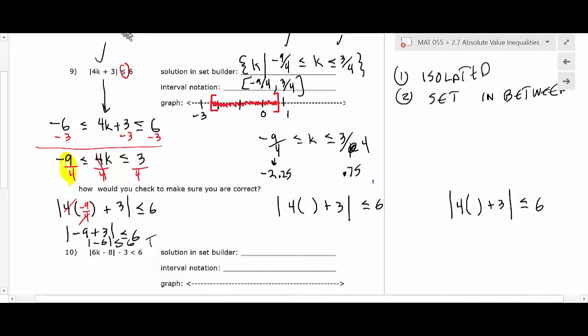Okay? What's the other endpoint? 3/4. Plug it in. See if it works. So if we plug in 3/4, those cancel out. Okay, just a second. That's 3 plus 3. Is that right? Yeah, because 3 plus 3 is 6, and 6 is equal to 6. So that's right. So the endpoints work, yes.